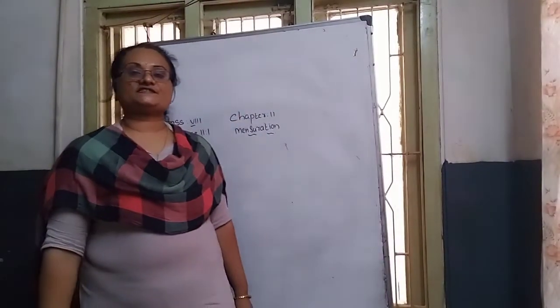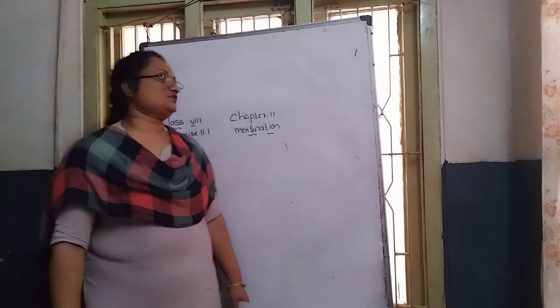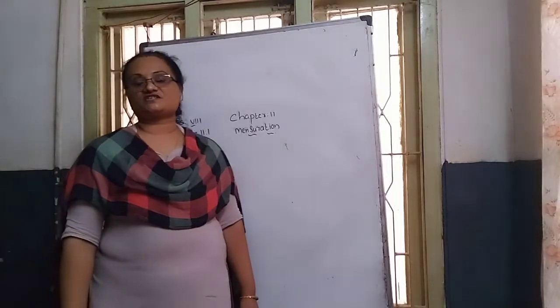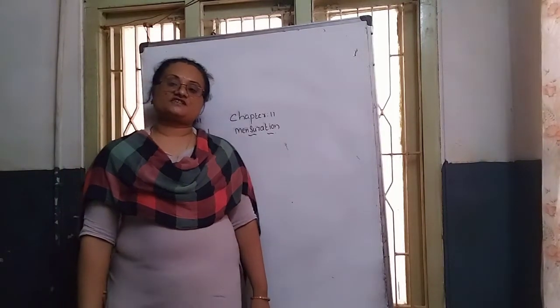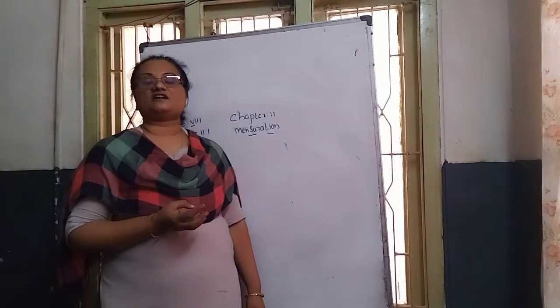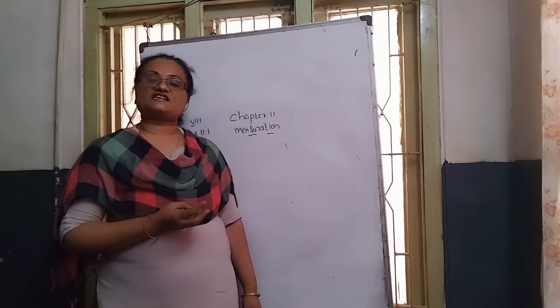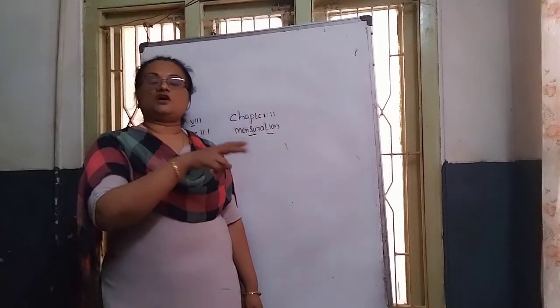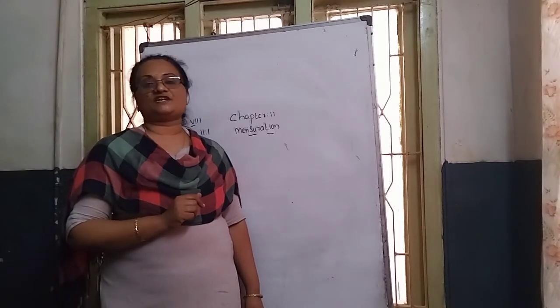Hi students, now we are going to discuss chapter 11, the mensuration chapter. In mensuration, you know about perimeter and area. Perimeter means the distance around the boundary; we call it the perimeter.